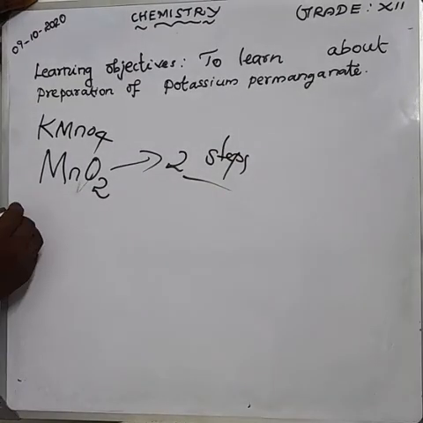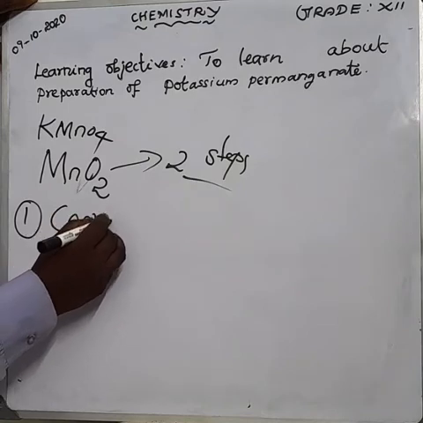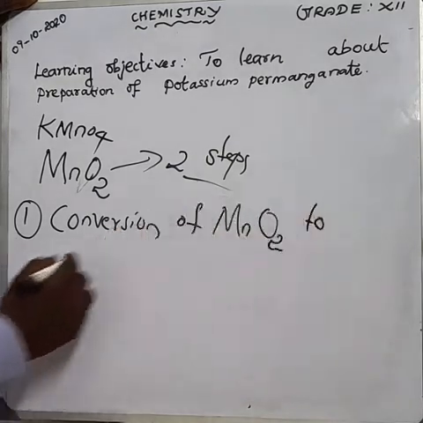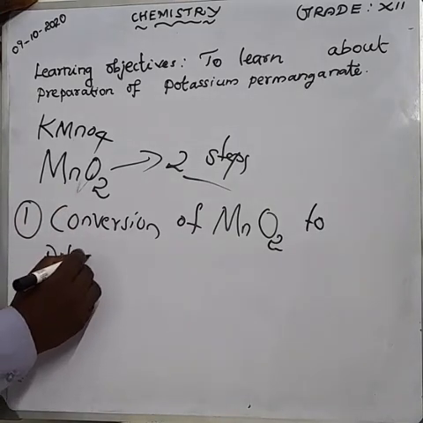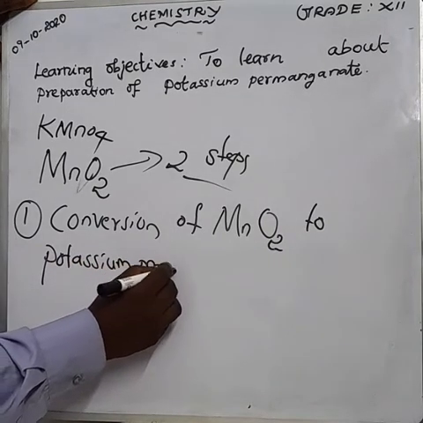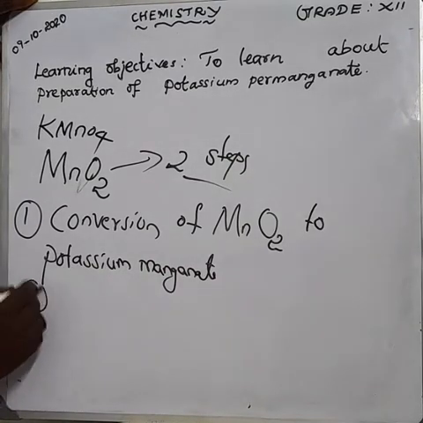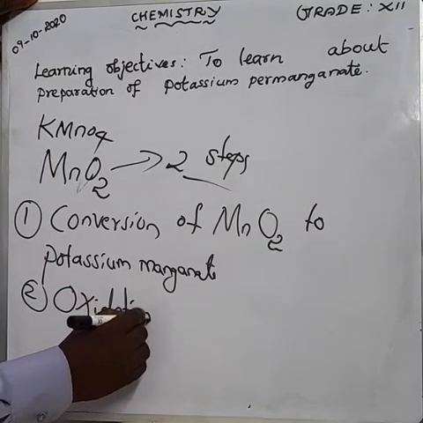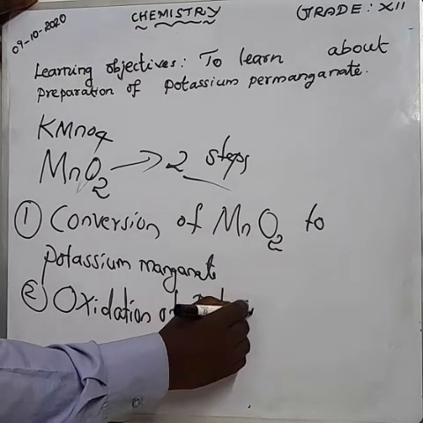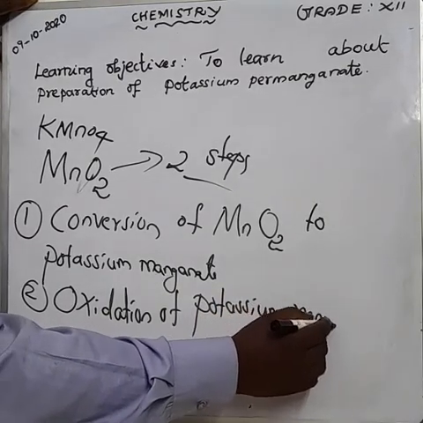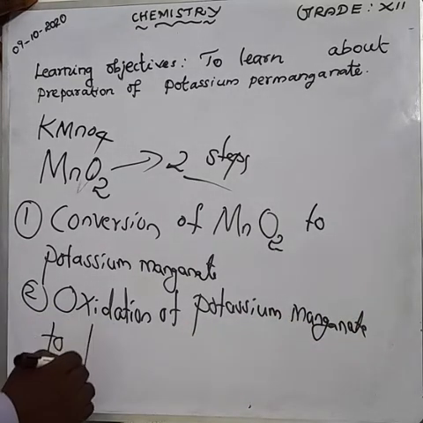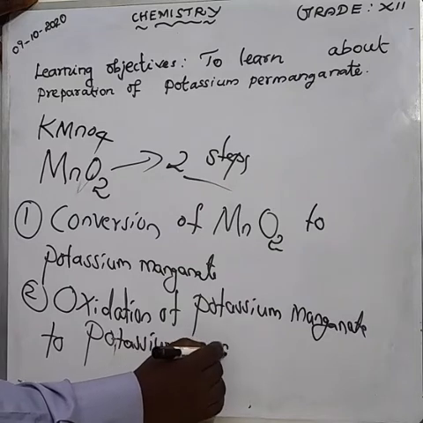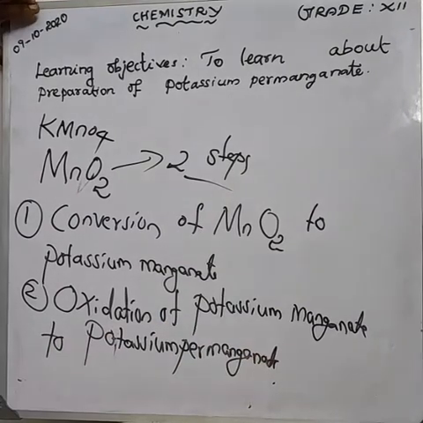What is the first one? That is the conversion of MnO2 to potassium manganate. Second one is the oxidation of potassium manganate to potassium permanganate. So two steps are involved.